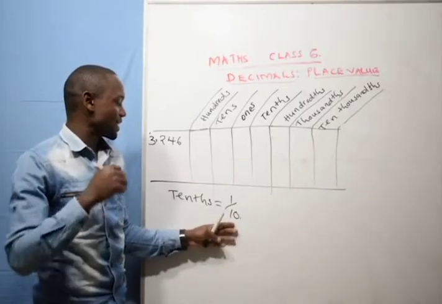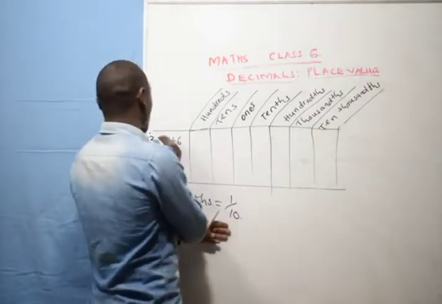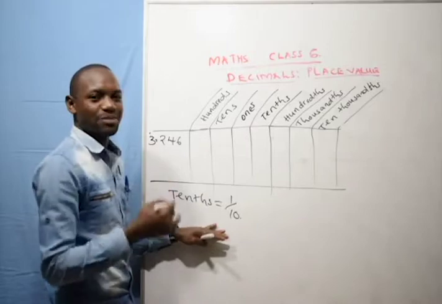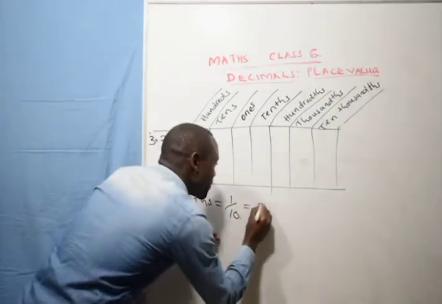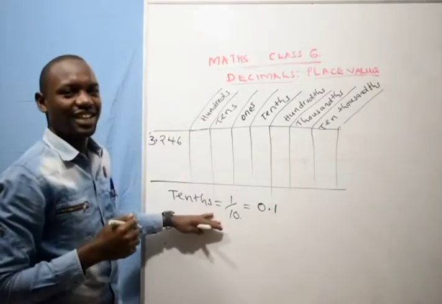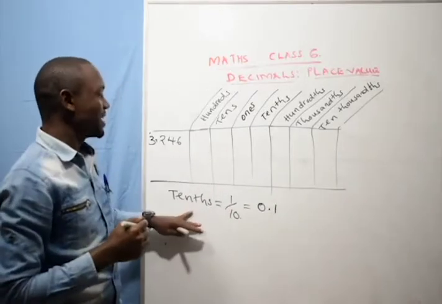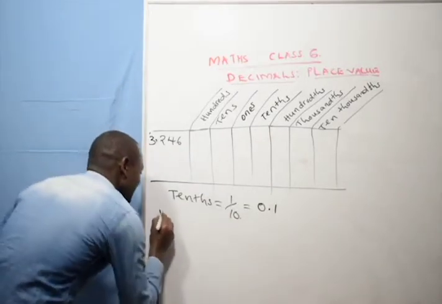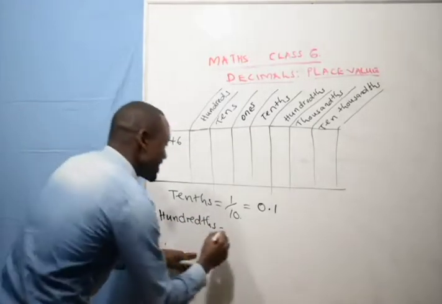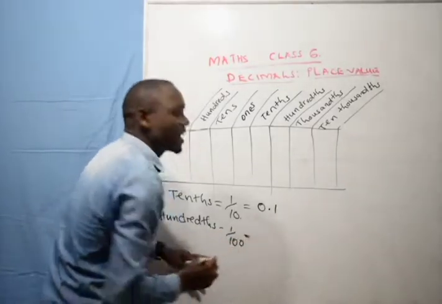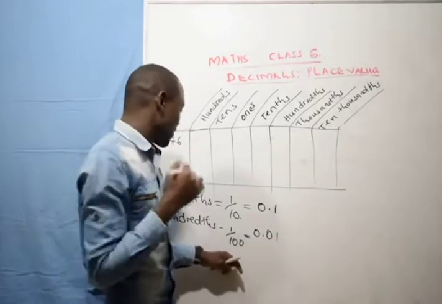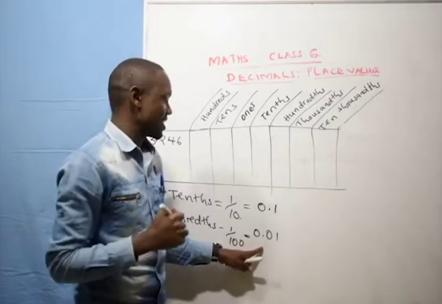The first decimal place from the decimal point. The first digit from the decimal point we say is in the tenths place value. Tenths means 1/10, which can be written as 0.1. So the first digit after the decimal point is called tenths. Then the second digit from the decimal point is called the hundredths. Hundredths means what? Hundredths means 1/100, which can be written as 0.01.